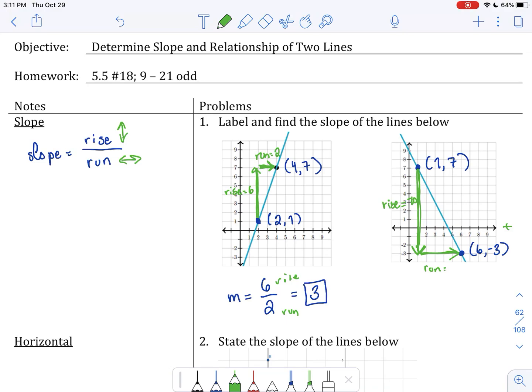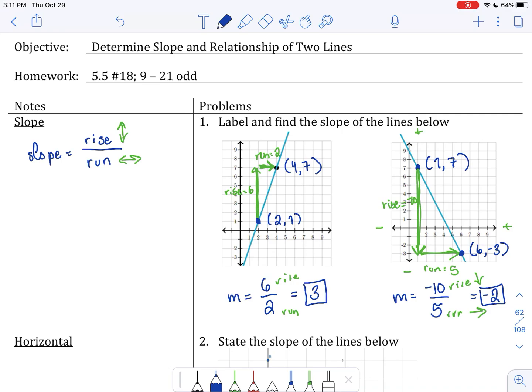You can count it in either direction, but you have to pay attention. Positive x, positive y, negative, negative, what direction you are going. And the run here is space 1, 2, 3, 4, 5. Positive 5 because we're going in a positive direction. So then our slope, m, is rise over run, negative 10 over 5. Again, here's our rise, and it's negative because it's going down. Our run is moving in a positive direction. And our final slope answer is negative 2.